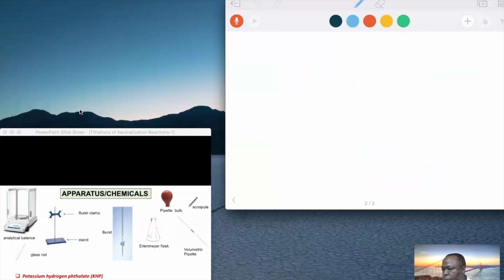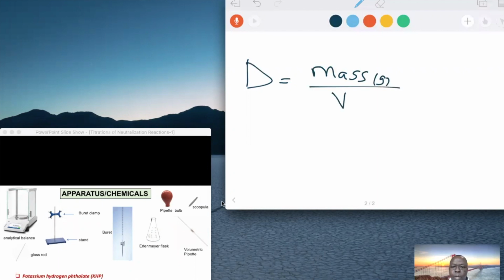There is another equation which you learned a while back. This is the density. Remember, density equals mass in grams over volume. It can be volume in mL; it doesn't have to be in liters. We can rearrange this to get the mass.